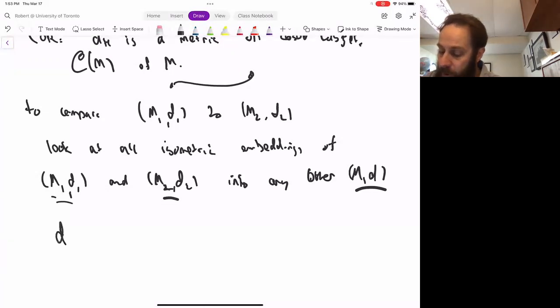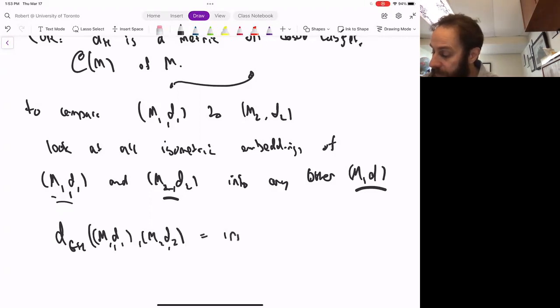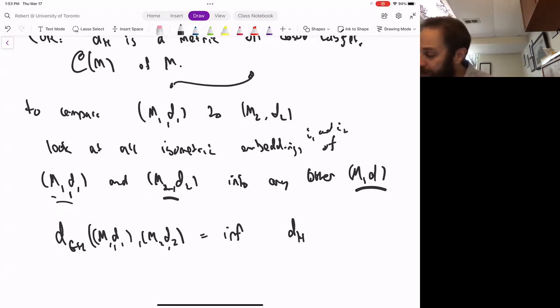And you would define the Gromov-Hausdorff distance between (M1, d1) and (M2, d2) to be the infimum of the Hausdorff distance. So let me call the isometric embeddings I1 and I2. So the Hausdorff distance between the isometric image of M1 and the isometric image of M2, where the infimum is taken over all (M, d) and isometric embeddings.